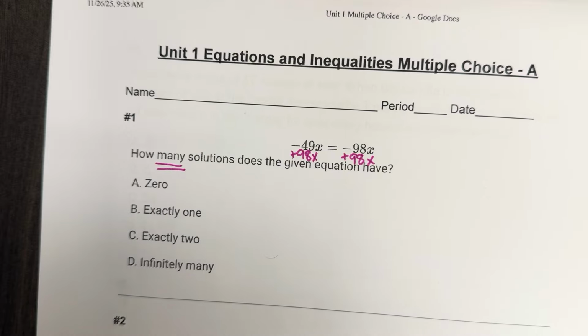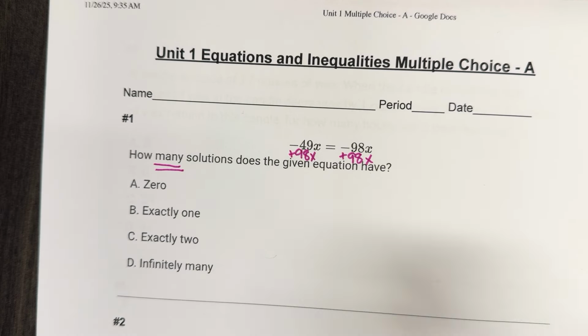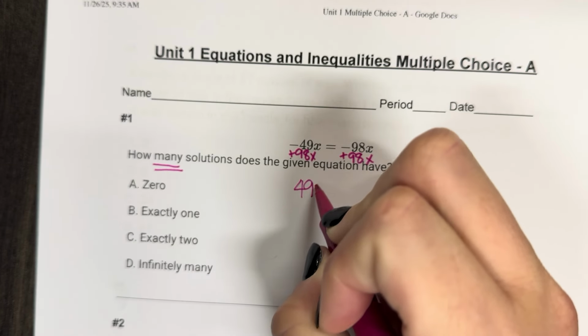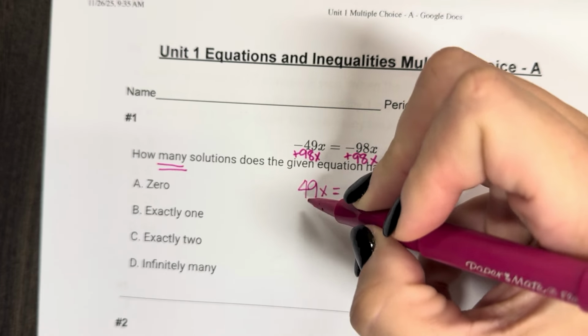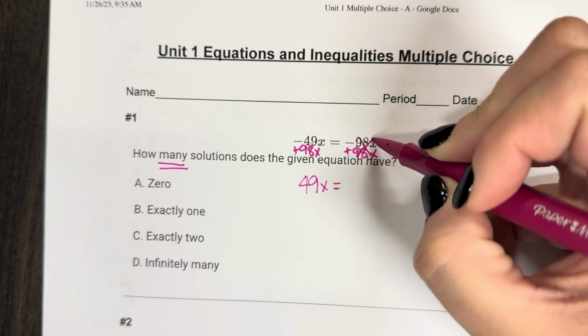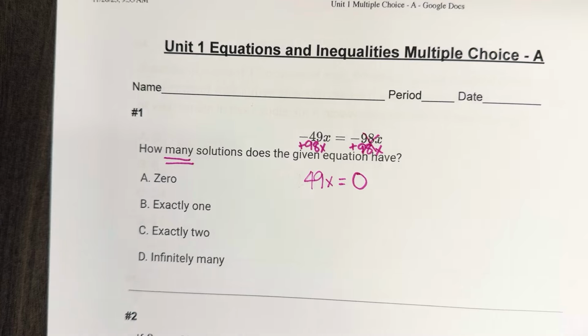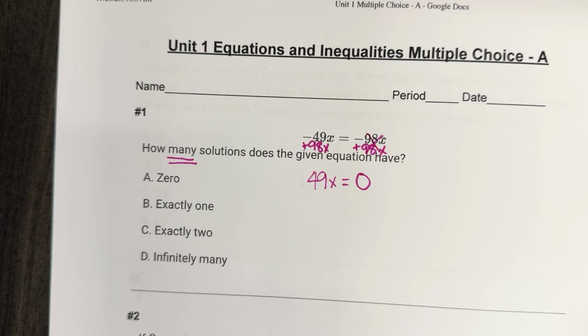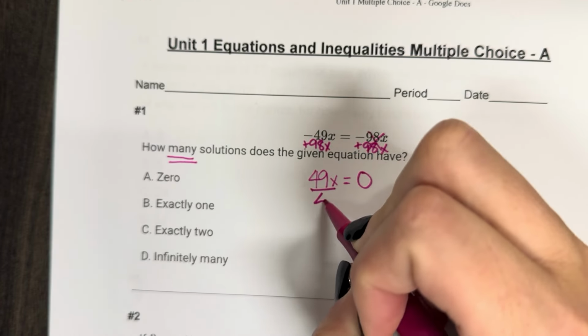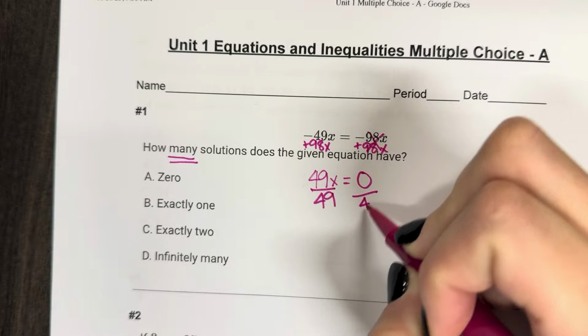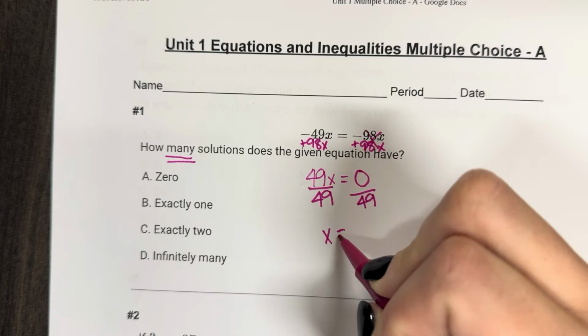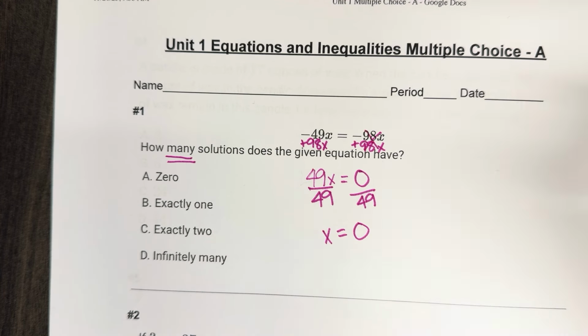Okay, so we have 49x equals, right? Negative 49 plus 98 gives us 49. And then these just cancel out, which gives us 0, right? That is actually a number. It gets to be a number. So we'll undo multiplication with division. When we divide 0 by 49, that gives us an answer of 0.